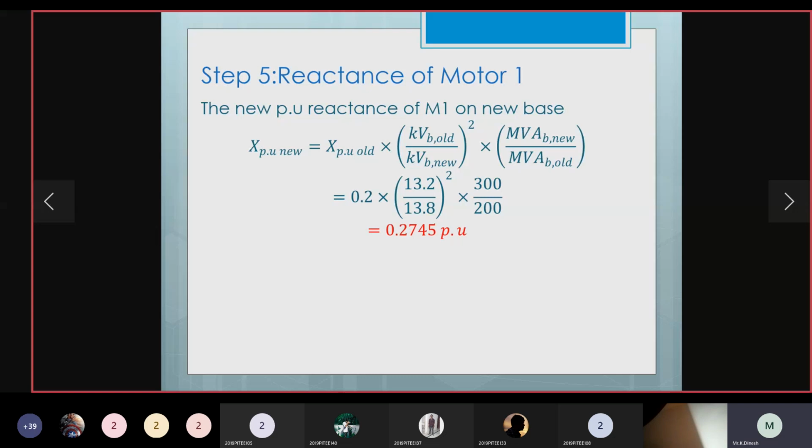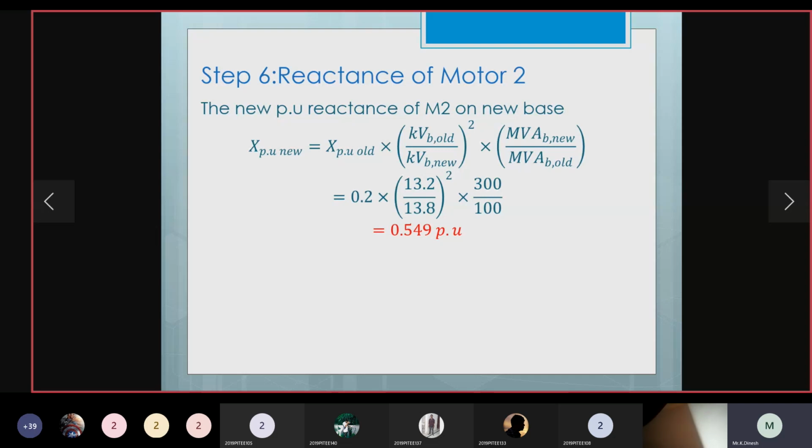So the new reactance for motor 1 on the new base, the same relation. Old is 0.2, kVB old is 13.2, new is 13.8. MVAB new is 300, old is 200, the machine rating. So if you calculate, you get 0.2745 per unit. Next for your motor 2, again the same relation: 0.2 into 13.2 divided by 13.8, the whole square, into 300 by 100. So you may get 0.549 per unit.